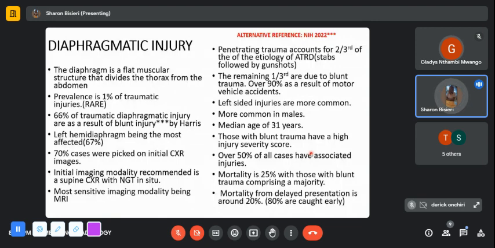So next we look at diaphragmatic injuries. We know the diaphragm is a flat muscle and it separates the thorax from the abdomen. Of all traumatic injuries, diaphragmatic injuries have a prevalence of 1%. From Harris and Harris, 66% of the traumatic diaphragmatic injuries are a result of blunt force trauma. Of the side that's affected, it's the left hemidiaphragm that's most commonly affected, up to 67%. And 70% of the cases tend to be picked up on the initial chest X-ray images.